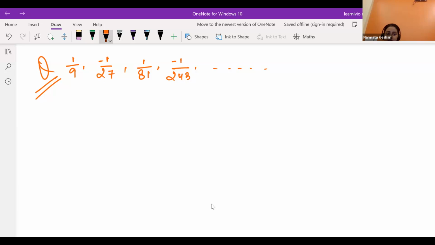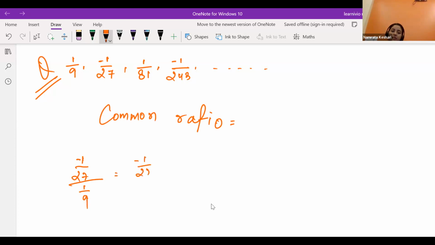Yes, Ali. Yes, ma'am. It's in GP. Okay, what is the common ratio? What ratio are you getting? If we do minus 1 by 27 divided by 1 by 9, you can write it as minus 1 by 27 times 9 by 1. Minus 1 by 3, are you getting, Ali? Yes, ma'am.